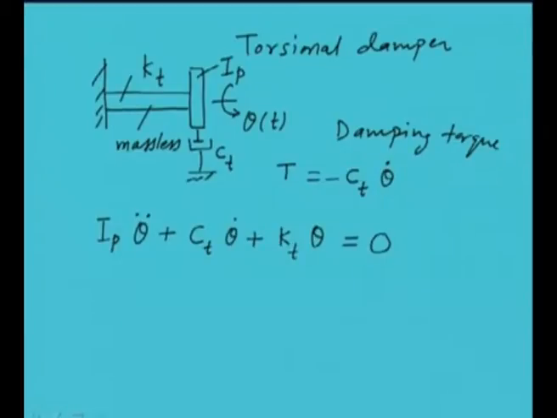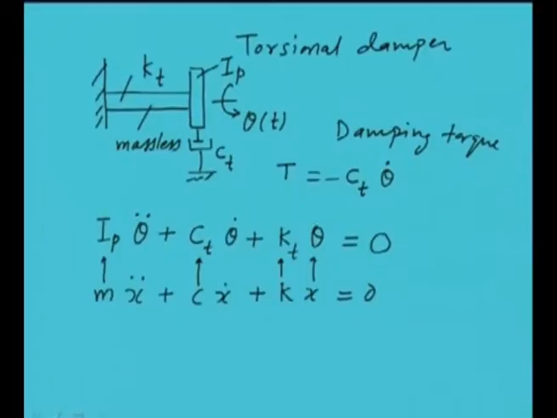So you can see this is identical to the previous case. I am writing for the linear system how the equation was there, so that we can compare. So you can see that mass has been replaced by polar mass moment of inertia, and this linear damping has been replaced by the torsional damping coefficient, and similarly stiffness and the linear displacement has been converted to angular displacement.